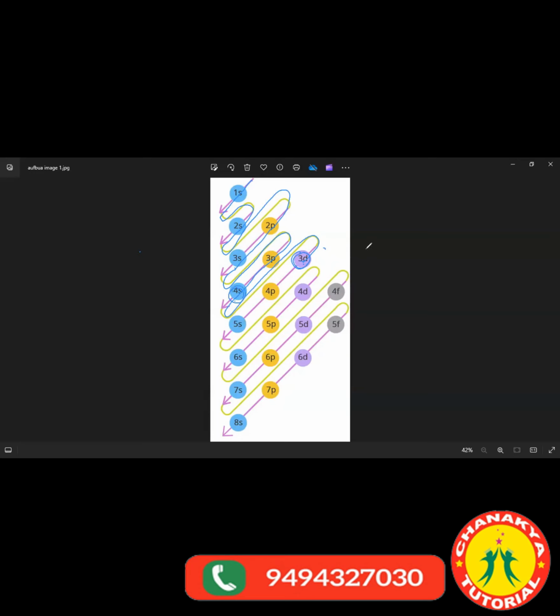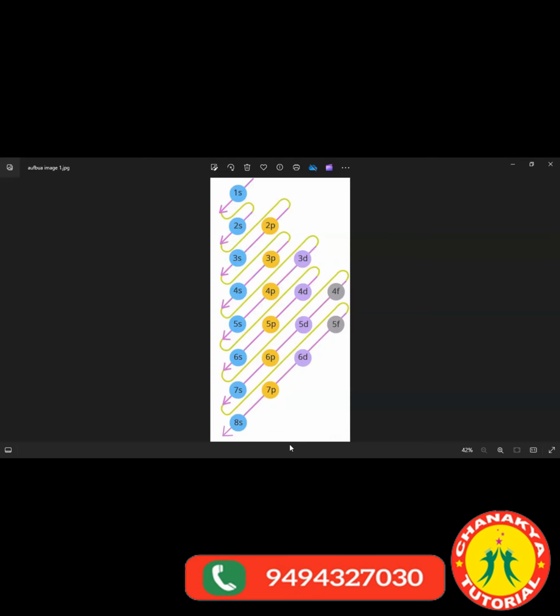And from 3d again, it will go to 4p. Correct? From 4p, it will go to 5s. And again, it will go to what? 4d. In the same manner, in this sequence, it will work. Fine. Understood? Or still not understood? Understood. You take a screenshot of it, and same thing, you have to write it on paper, practice it well, and then definitely you will be able to do this.